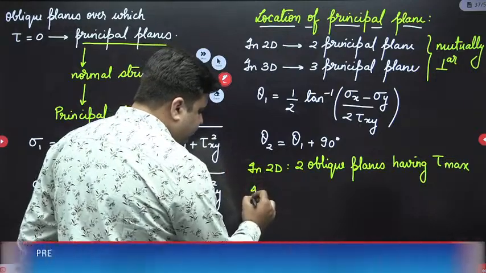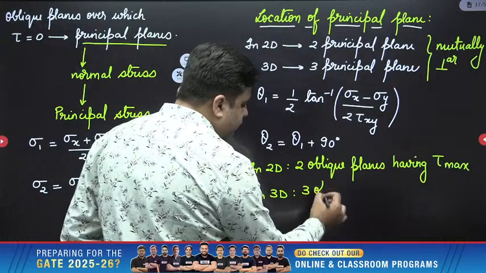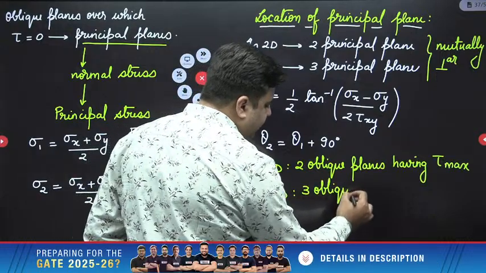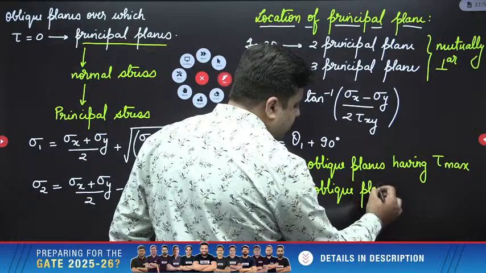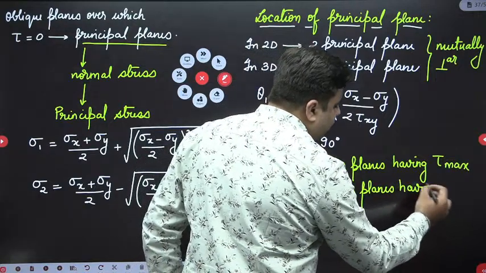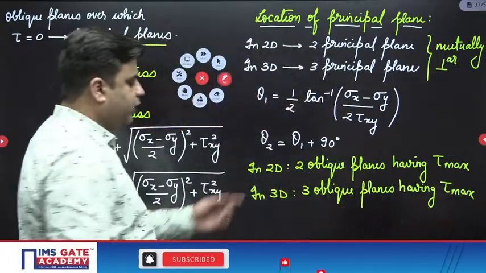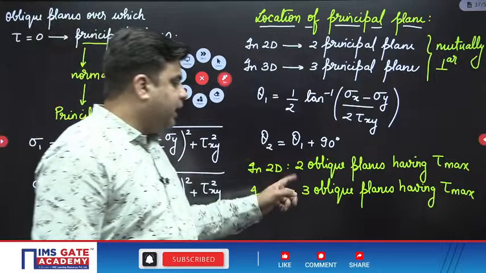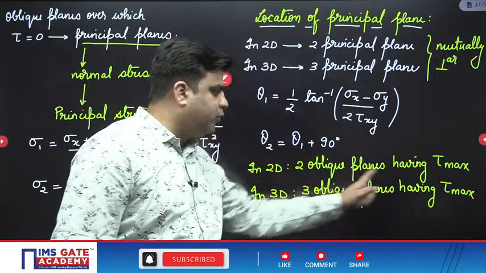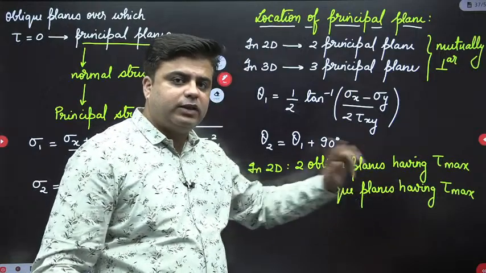In 3D, you have three oblique planes having tau max, maximum shear stress. I am talking about loading, right? For 2D loading, there will be two oblique planes with tau max. In 3D loading, there will be three oblique planes with tau max.